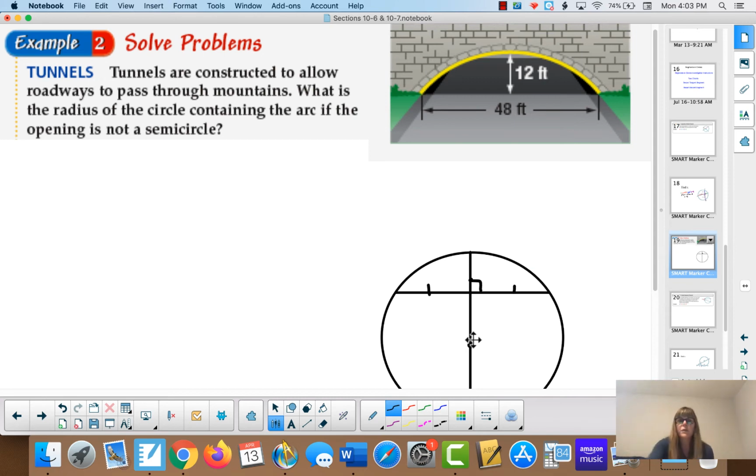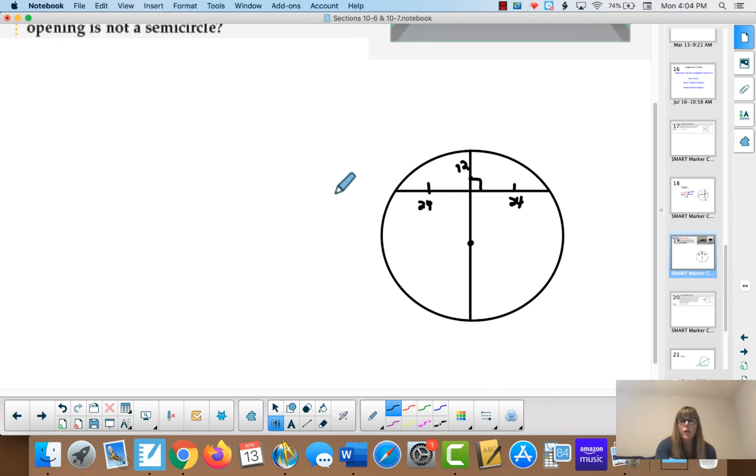So if I redraw the picture, this here is my 12. And since the chord is bisected, each of these pieces is going to be 24. Now, it's asking me for the radius of the circle. We're going to have to indirectly solve for that radius. We're going to use our formula here. I'm going to call this piece x. So I have 12 times x equals 24 squared. When I square 24 and divide by 12, I get that x is equal to 48.